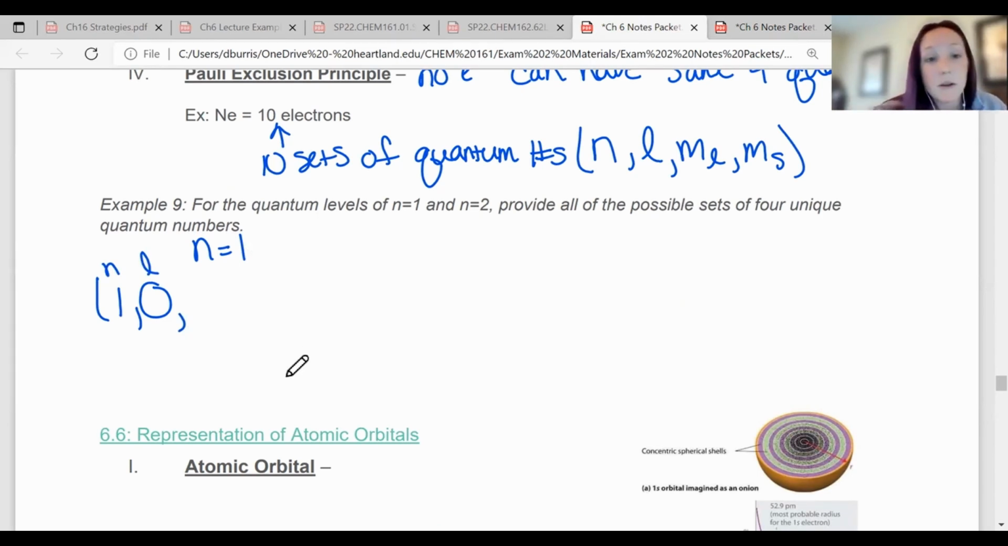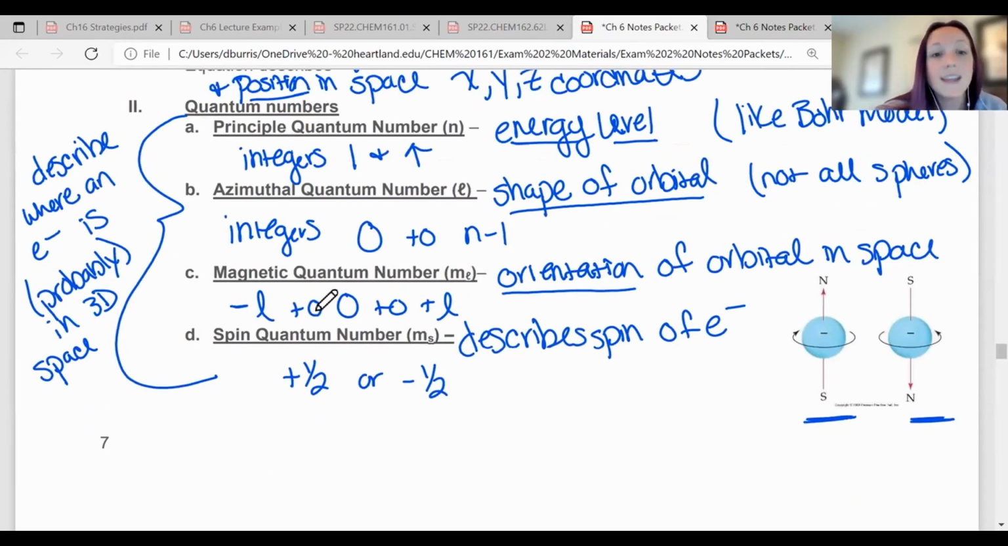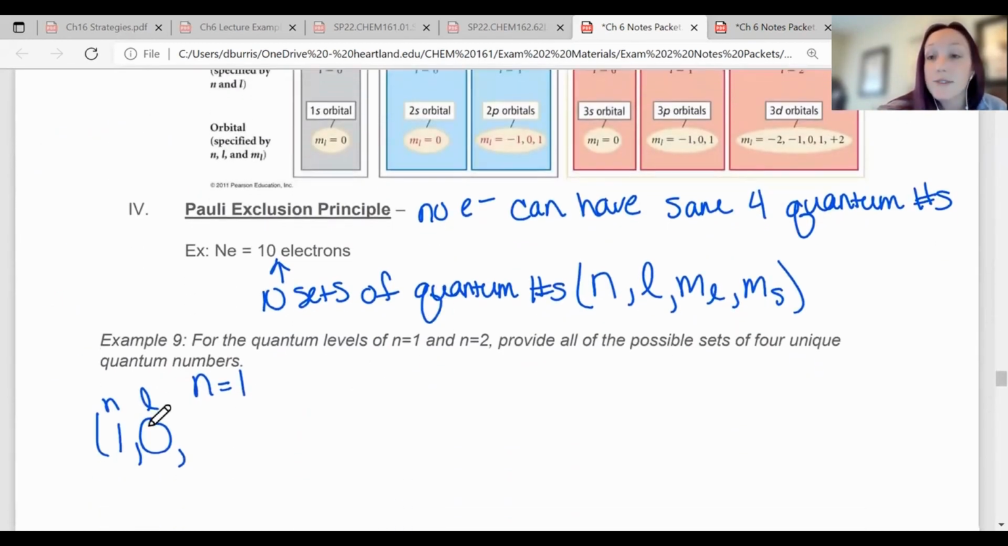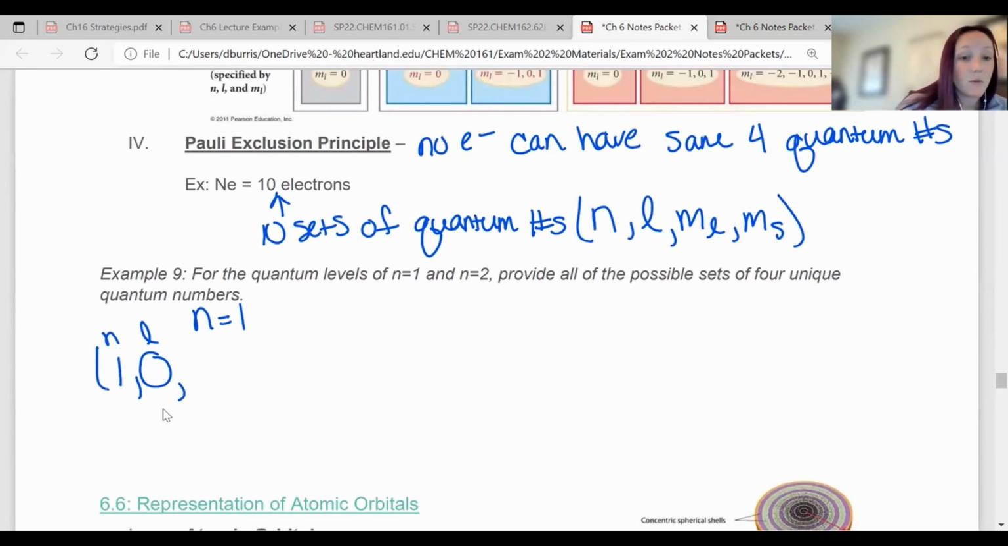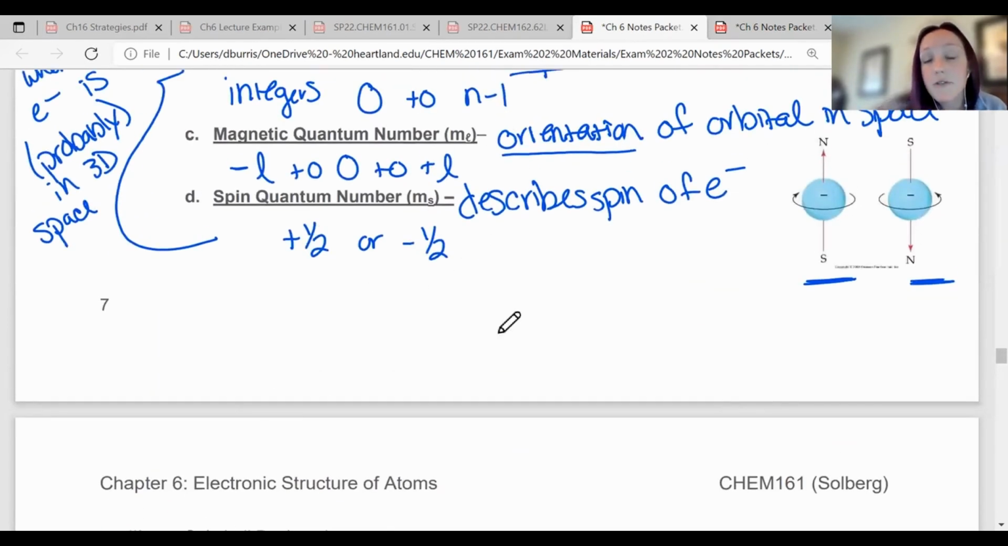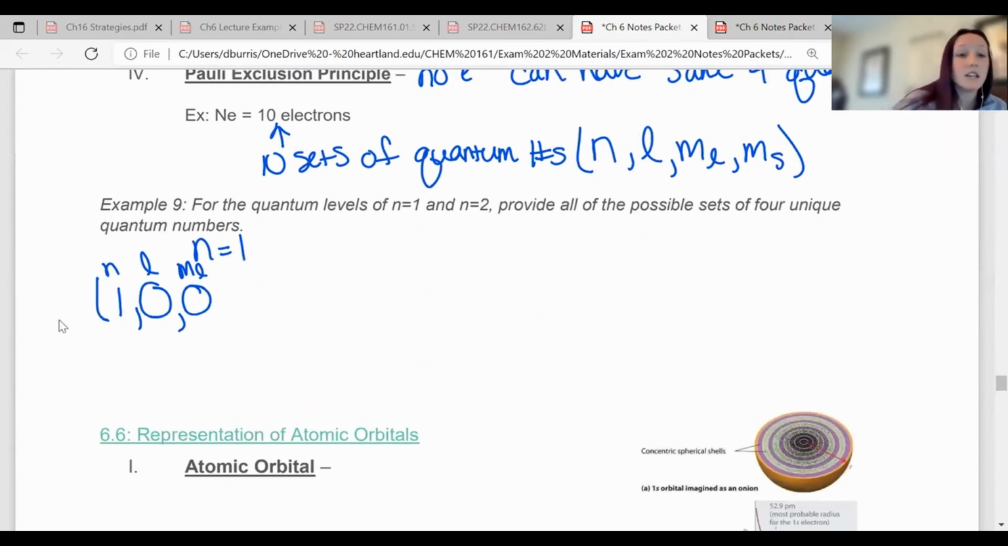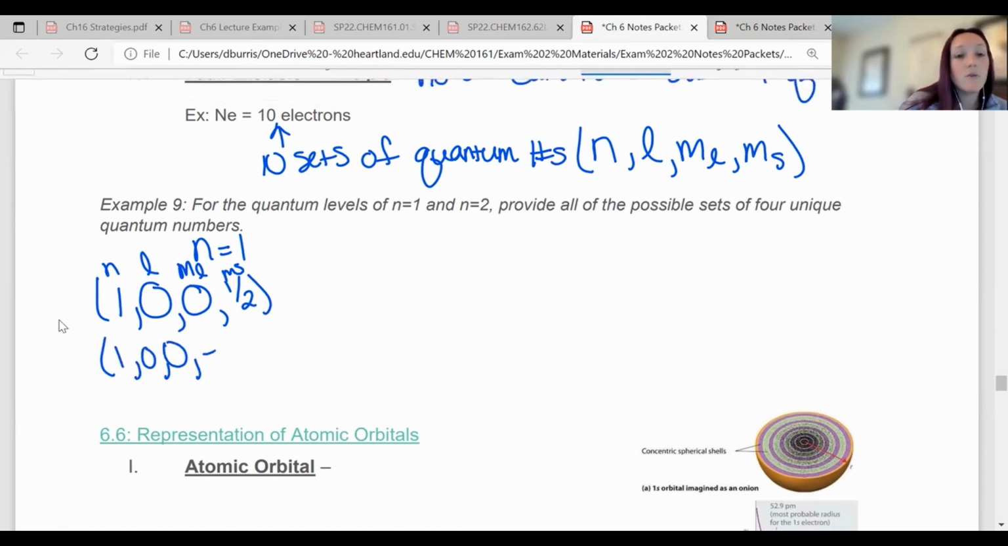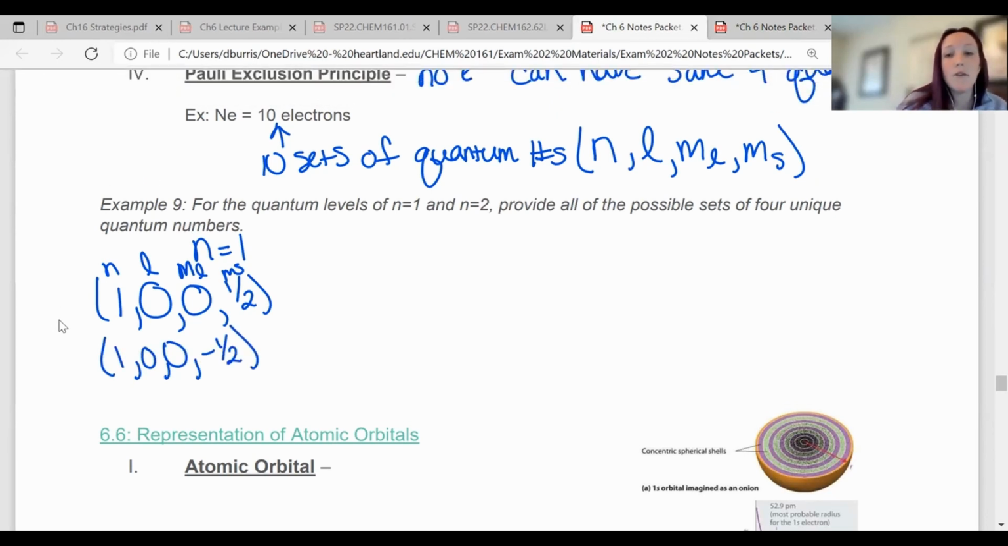Now for my magnetic quantum number, I'm going to go look back up at the rules. For this one, it's negative L all the way to positive L. Well, my only option for L was 0, so my only option for the magnetic quantum number is 0. And then the last one is spin, which is either plus 1/2 or minus 1/2. So the only thing that can change is this is either 1/2 or negative 1/2. So the only 2 sets of quantum numbers for energy level 1 are 1, 0, 0, +1/2 or 1, 0, 0, -1/2. There are only 2 electrons that can exist in energy level 1.